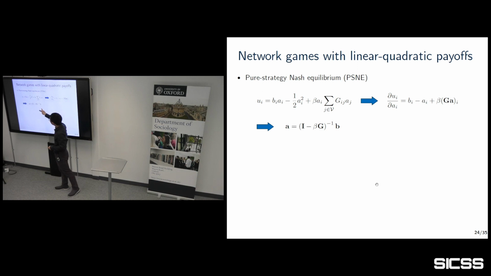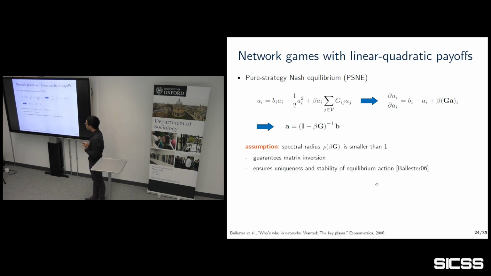So B here is basically a vector of the marginal benefits, if you remember. The A is a vector of actions. So you see that actions A is basically the inverse of this matrix times B. So we need a few assumptions to guarantee that this inversion exists, which is basically that the spectral radius of this matrix is smaller than one. The spectral radius is basically the largest singular value of the matrix. If that's the case, then you can guarantee the matrix inversion exists, and the equilibrium is unique and stable. So that's just some technical conditions.